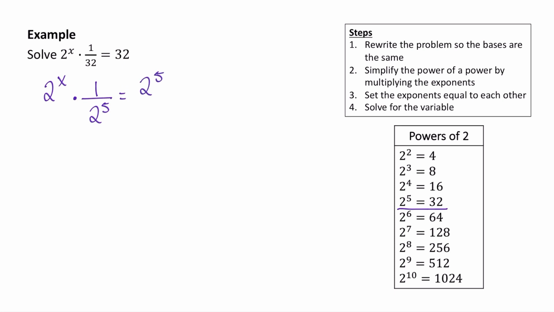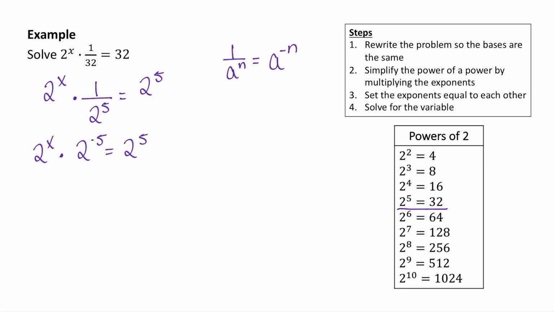And so now I'm going to work with simplifying this equation. Well, I have a 1 over 2 to the 5th. Remember, if we have 1 over a to the n, that is a reciprocal, so we can say that is the same thing as a to the negative n. So I'm going to rewrite this as 2 to the x times 2 to the negative 5, and that equals 2 to the 5th.